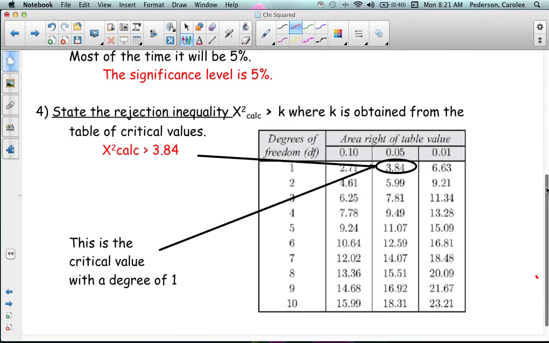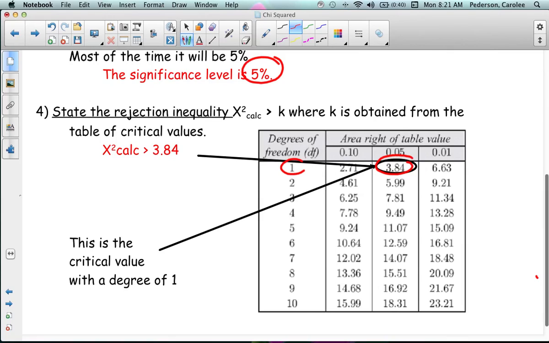Significance level will always just be 5%. We kind of go on a 5%. So you say significance level is 5%. Now step 4 says state the rejection inequality. So the chi-squared calculation, which we haven't calculated, is going to be greater than k, and this is our k value.